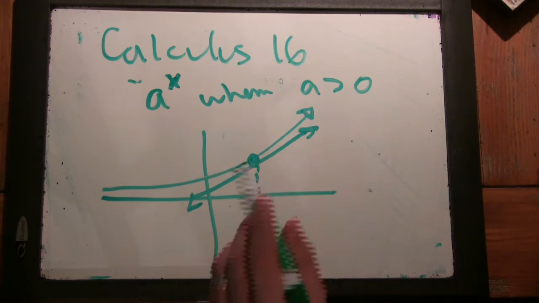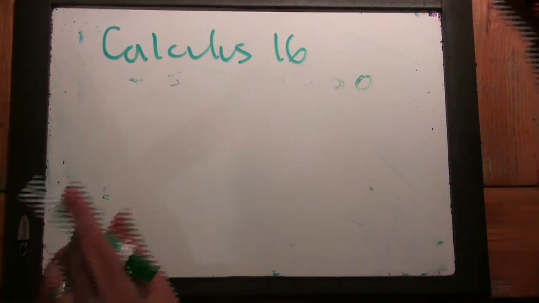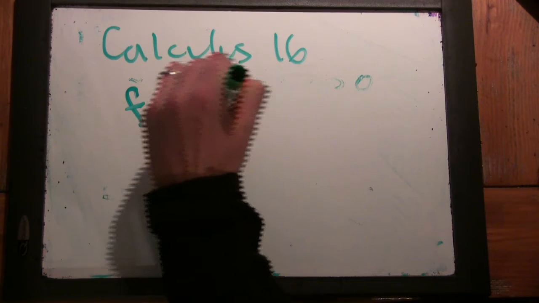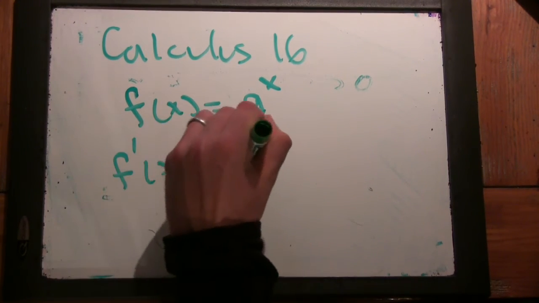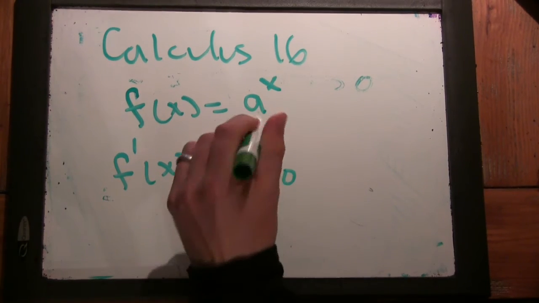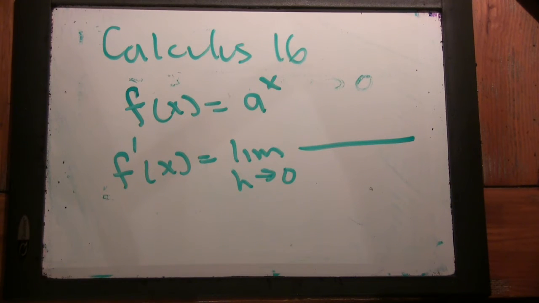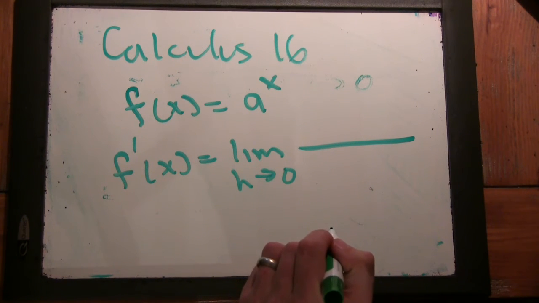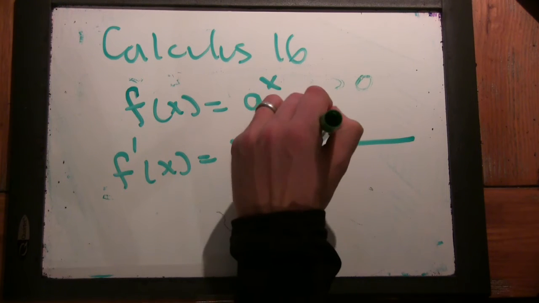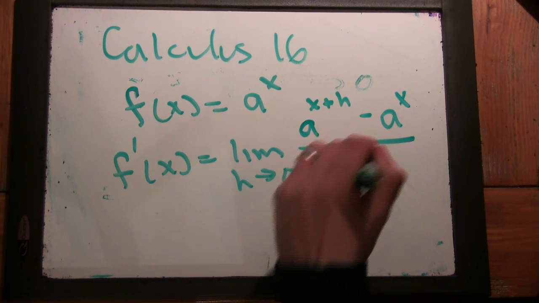We want to say if f of x equals a to the x, then f prime of x equals the limit as h goes to 0 of, do you remember what it is? We haven't talked about this in a while. f of x plus h minus f of x, or minus f of h. No, minus f of x, all over h. Okay. So that's going to be a to the x plus h minus a to the x, all over h.